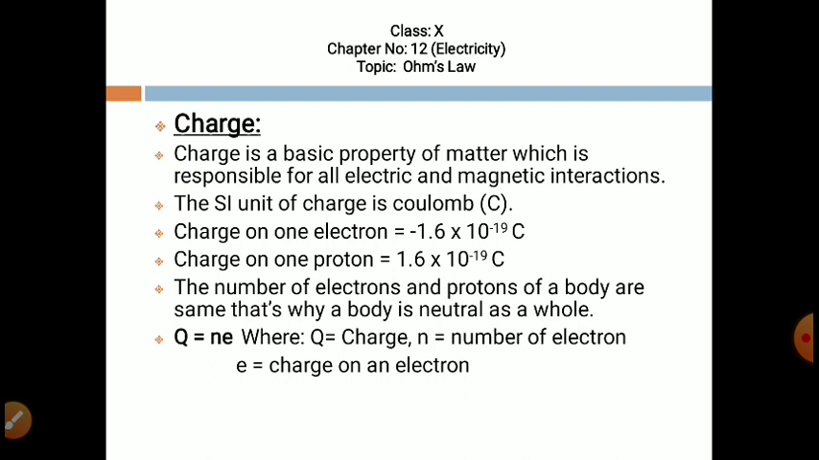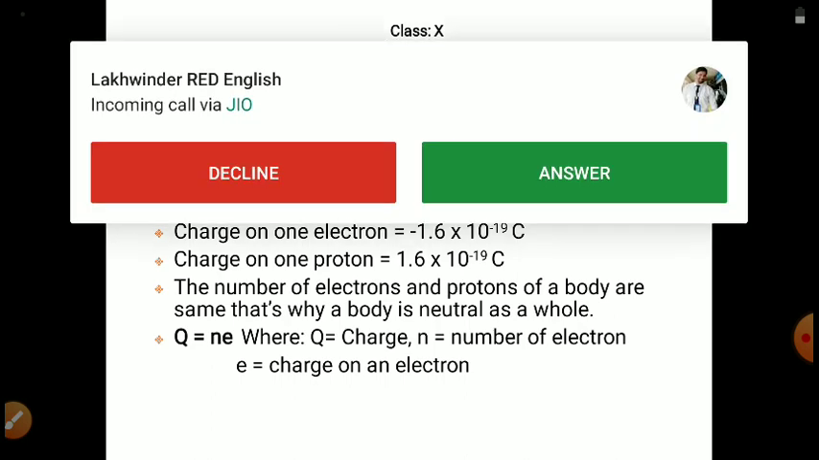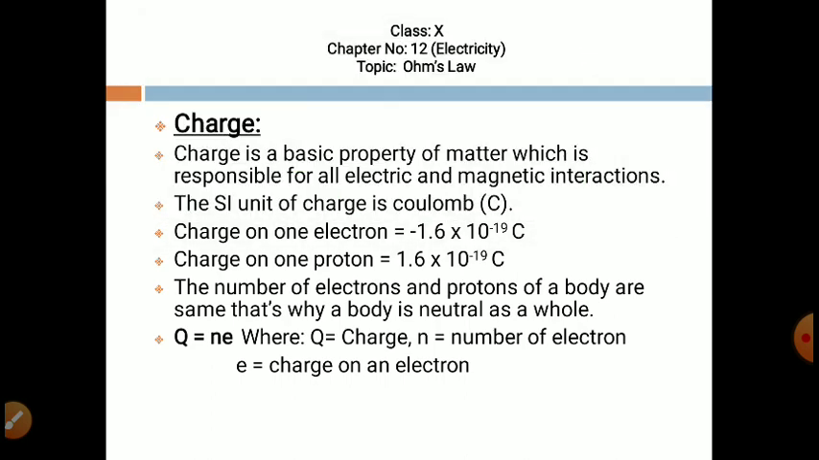No doubt both are having charges, but they cancel out each other, as the total amount of charge of electrons and total amount of charge of protons is the same. The number of electrons and protons of a body are the same. That is why a body is neutral as a whole.